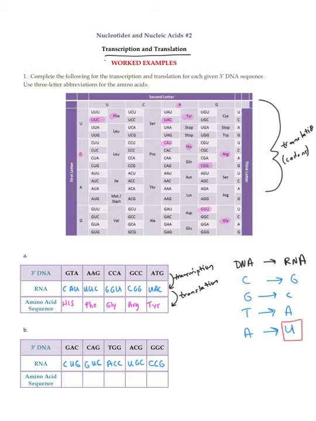And so now when I go in, I can find CUG, which is leucine, GCU, which is alanine. Whoops, I looked at that wrong. Sorry, I'm going to back up here. It's GUC. Always got to be careful. That's valine.